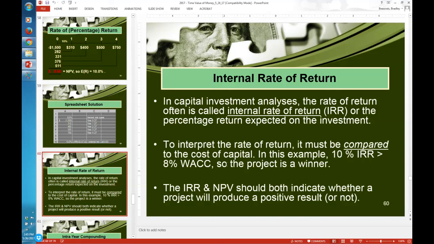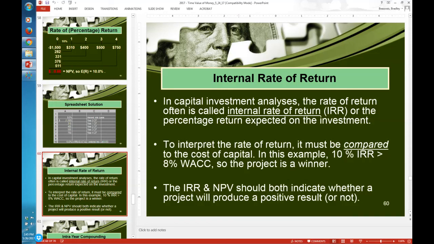Okay, and that internal rate of return, again, is just the percentage return expected on that particular investment or that particular project over the life of the project that we've evaluated. Now I also want to tell you, internal rate of return and net present value should both indicate whether a project will produce a positive result or not. Okay, they will both point in the same direction.